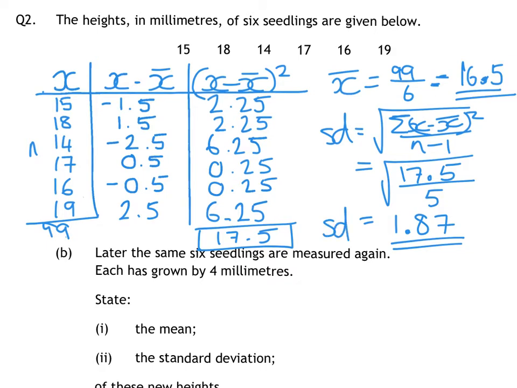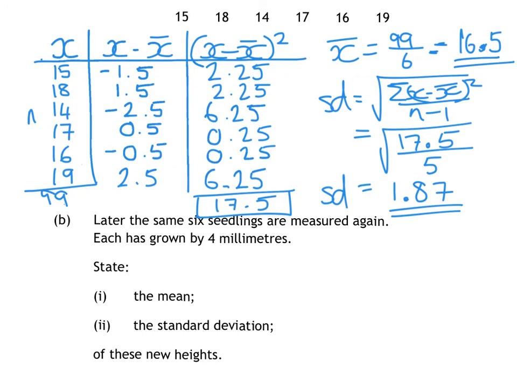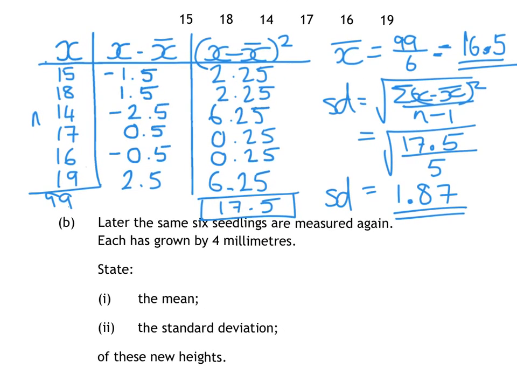Right, then it gives you this other bit and it says, later the 6 seedlings are measured again. Every single seedling has grown by 4 millimetres. We have to state the new mean and the standard deviation. Now, state means there is absolutely no working, all right? Now, to explain this to a class, I always talk about the example of me and my brother. We're 2 years apart in age. Now, in 10 years' time, our average age will have gone up by 10 years. And in 10 years' time, the gap between our ages won't be any different.